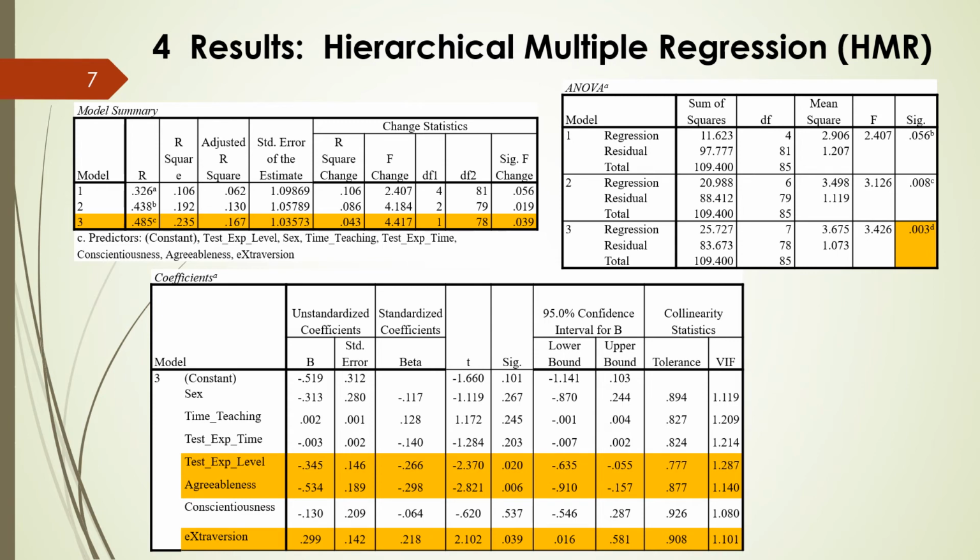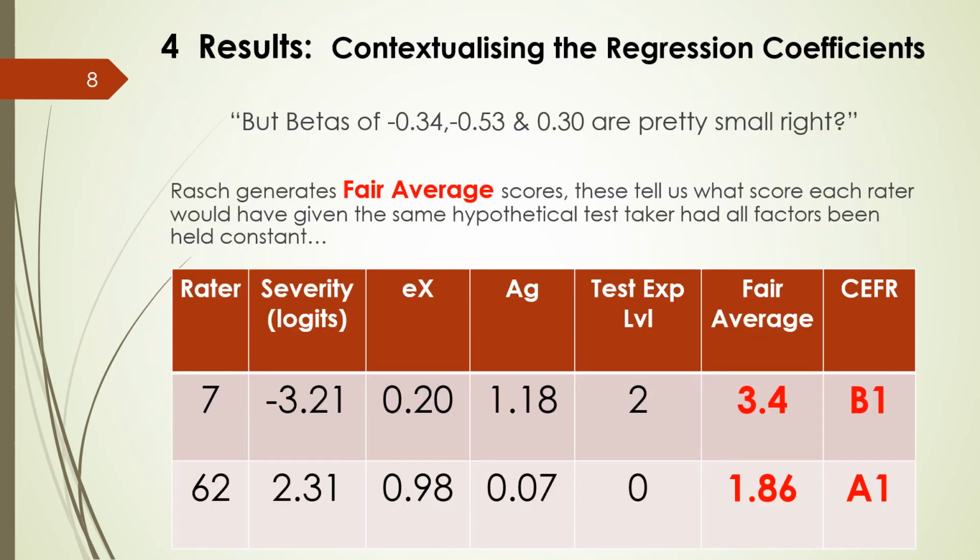What I would like to do at this point is to contextualize these results on the next slide. Alright, so talk of coefficients and variance is referring to trends across a sample, but what does this all mean at a more granular or personal level? To illustrate the effect that these 3 predictors have had on individual scoring, we can use Rasch analysis to generate fair average scores. Fair averages tell us what score each rater would have given the same hypothetical test taker had all factors been held constant.